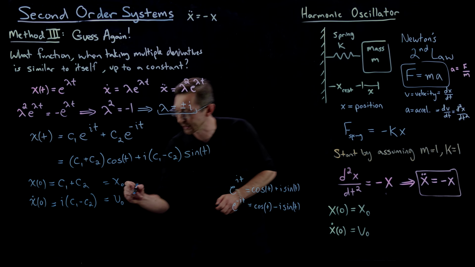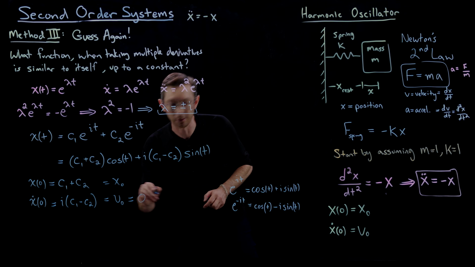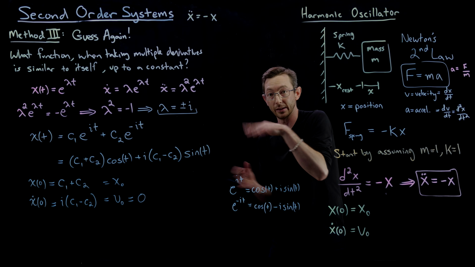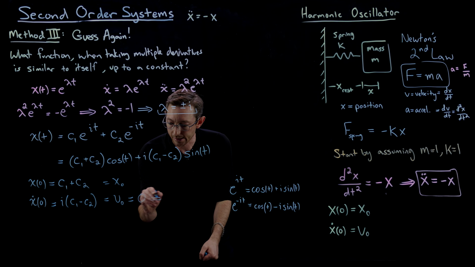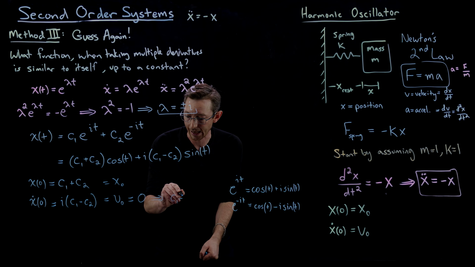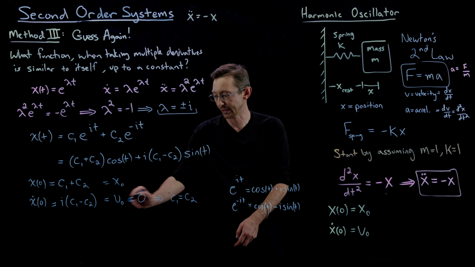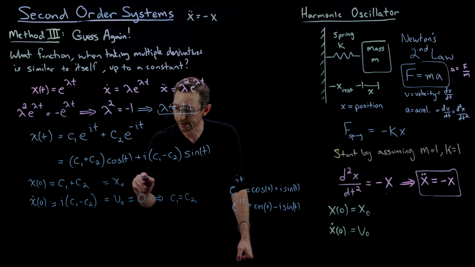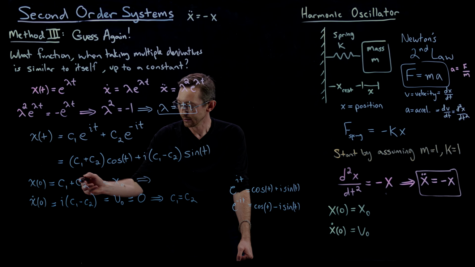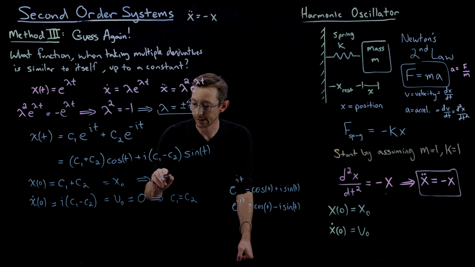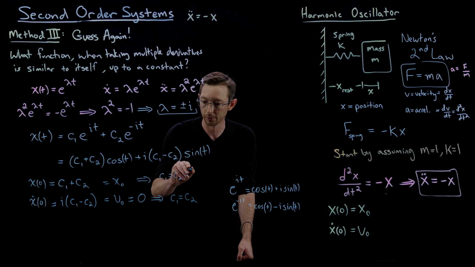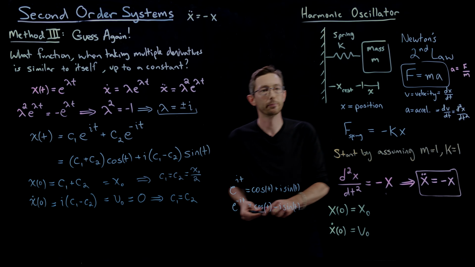I'm just going to punt a little and say let's imagine that v naught equals 0. So I just start this thing with an initial position and let it go. Then that means that c1 has to equal c2, for this to equal 0. So c1 equals c2 equals x naught over 2.